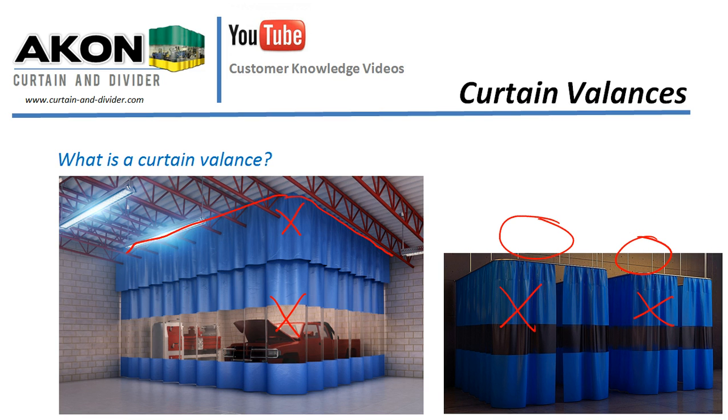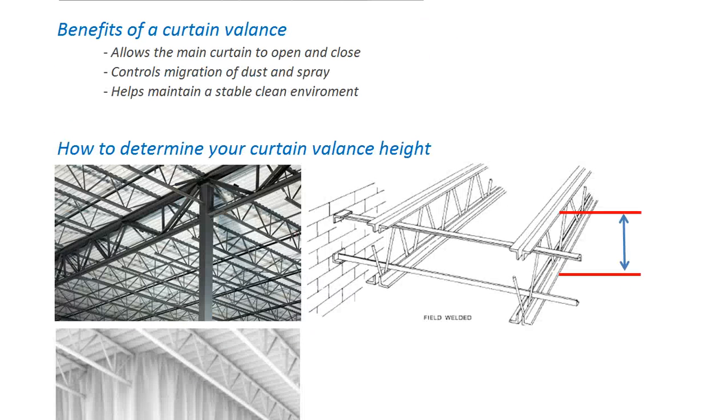So if we go down here, the benefits, kind of what we've already touched on: it allows the main curtain to open and close, and it controls migration of dust and spray, helps to maintain a stable, clean environment inside and out, wherever the debris is coming from.